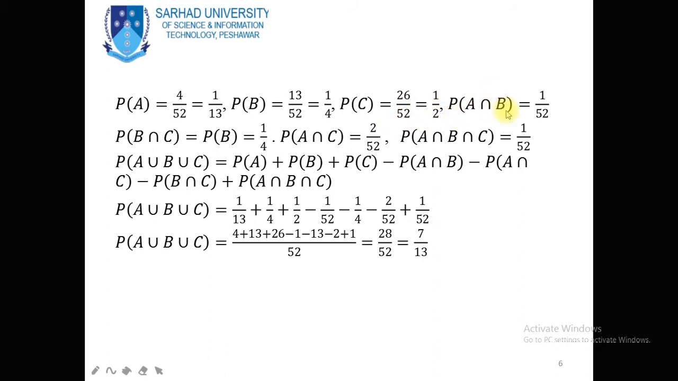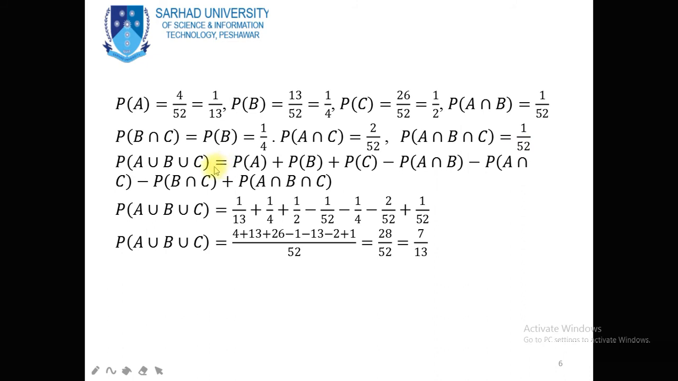Now probability of A intersection B is equal to 1 over 52 because there is only one common outcome between A and B. Probability of B intersection C is equal to probability of B, which is equal to 1 over 4, and probability of A intersection C is equal to 2 by 52, and probability of A intersection B intersection C is equal to 1 over 52.